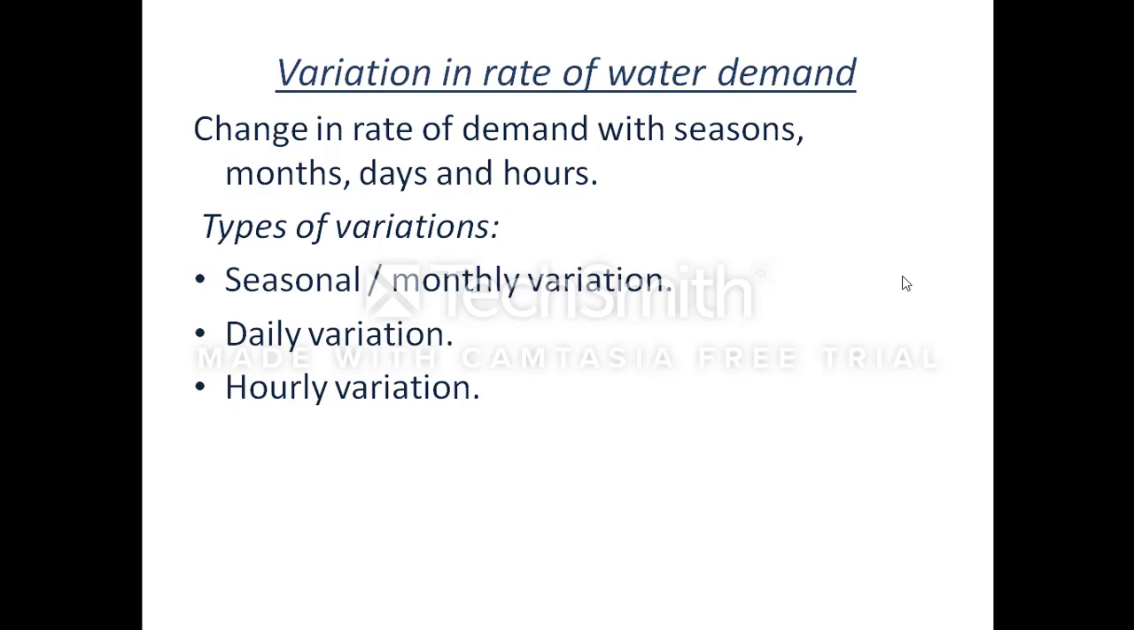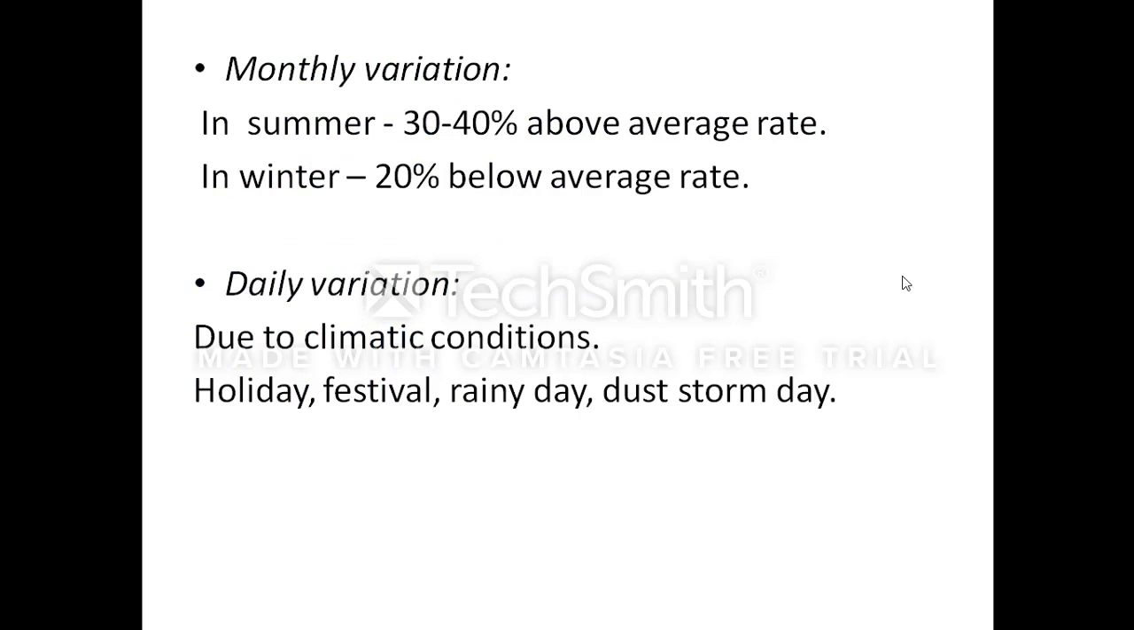Now, coming on to the variation in rate of water demand. The variation means change. So here you have to study how the rate of demand changes with seasons, months, days, and hours of a day. The types of variation can be seasonal or monthly variation, daily variation, and hourly variation.